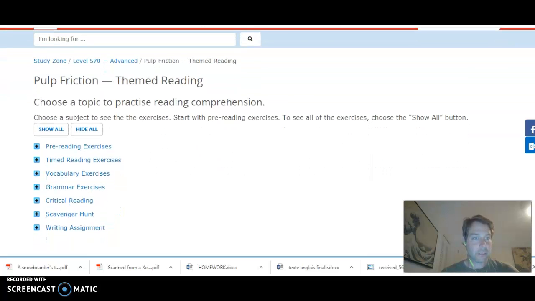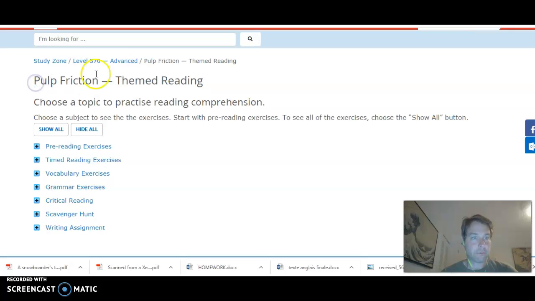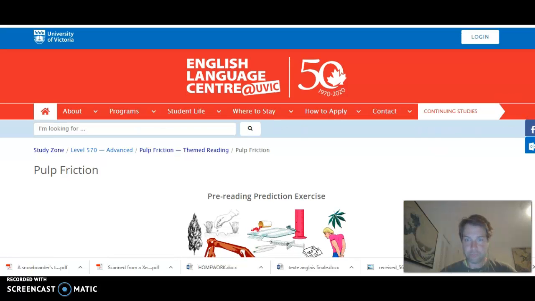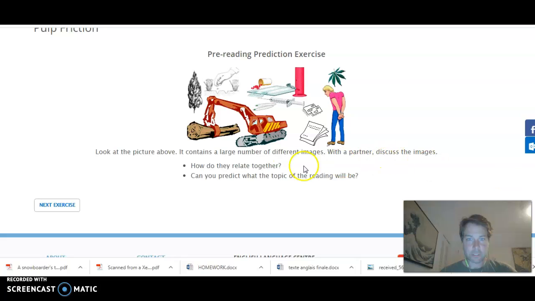So over here you have different things you have to do, okay, throughout this theme about pulp friction, they called it, to remind you of the movie Pulp Fiction. So you have pre-reading exercises and quiz. I showed them to you. Look at the picture, discuss the image.